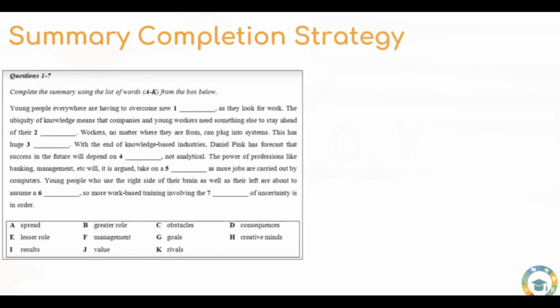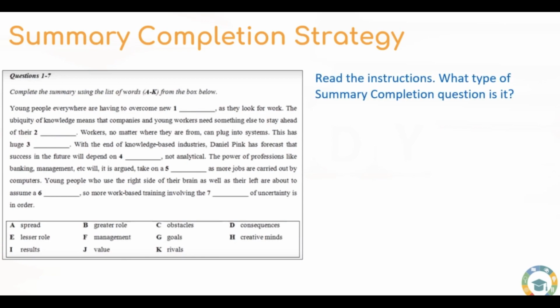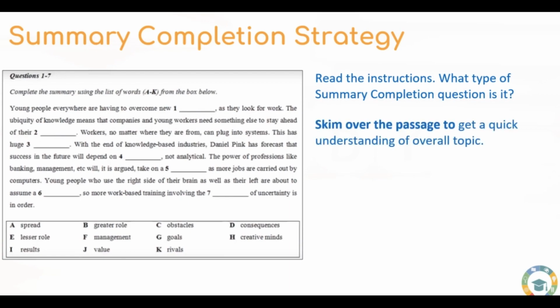Let's take a look at the other type of summary completion question. Again, read the instructions and work out what type of summary completion question it is. Skim over the entire passage to get a quick understanding of the topic. I suggest not reading too carefully as you're going to run out of time. When skimming, try and predict what the missing words may be, and I'll give you an example for question 1.